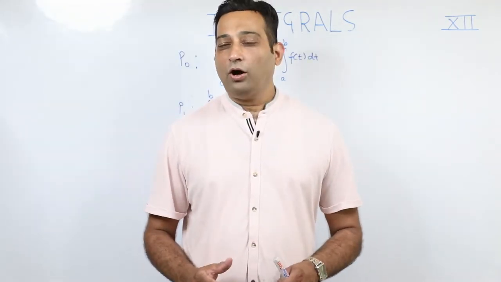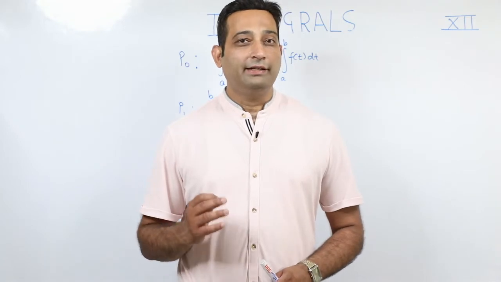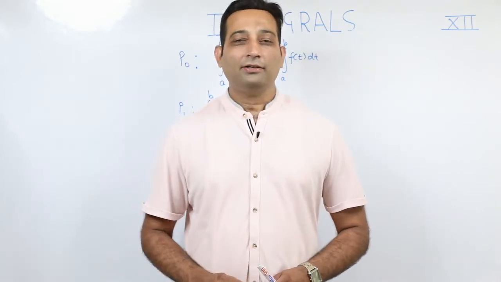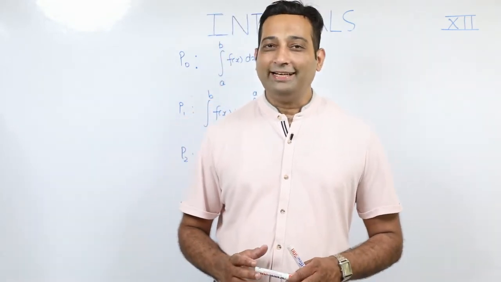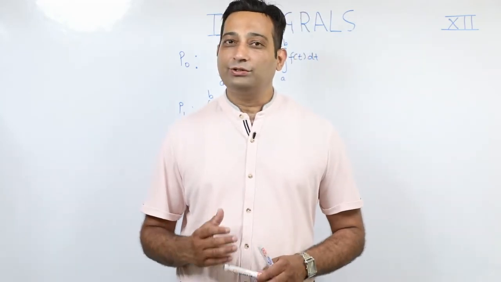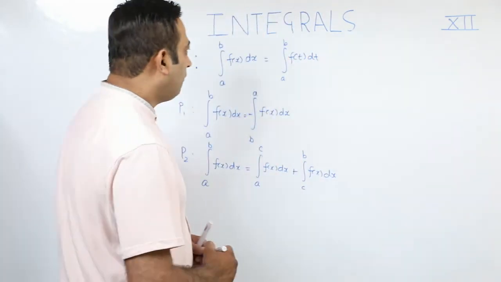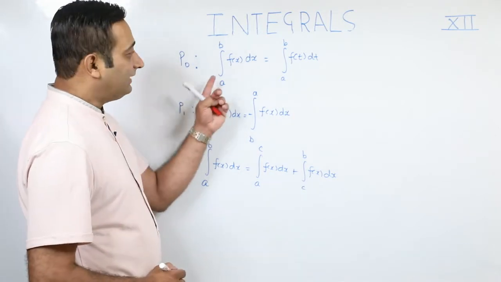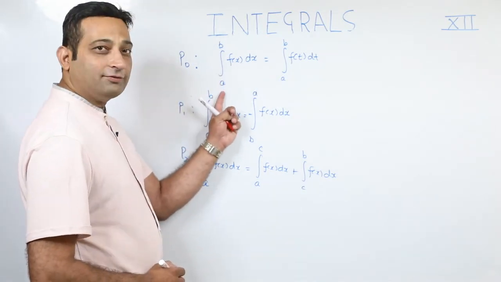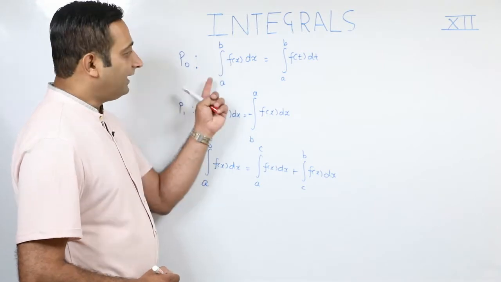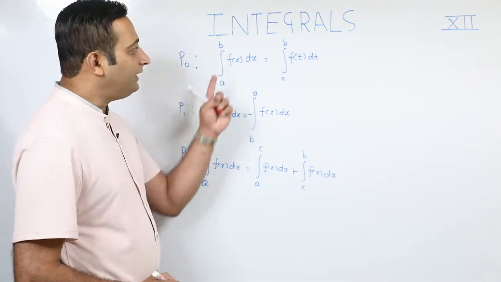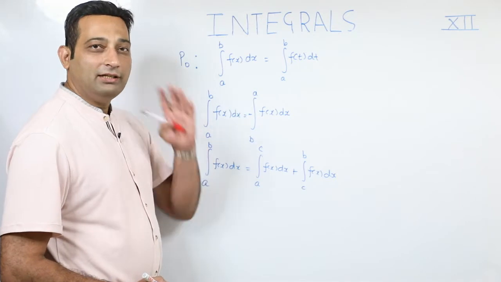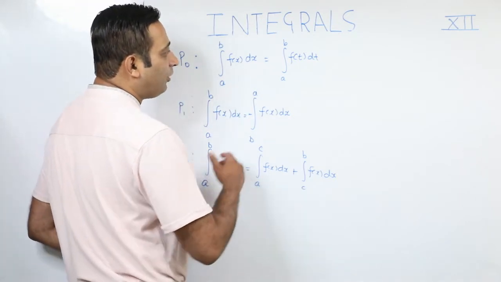Dear students, now we are going to do the next most important part of the definite integrals, that is how to find the integrals using the properties. Now we'll study some properties. We have the zero property, that is the integral of f of x from a to b, with the limits from a to b, and the function f of x dx.